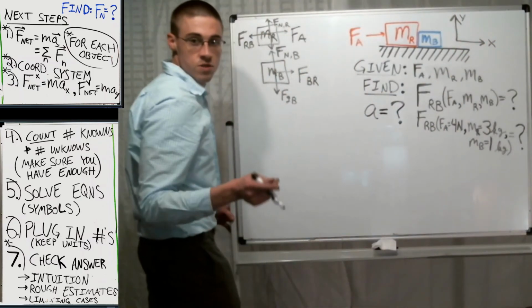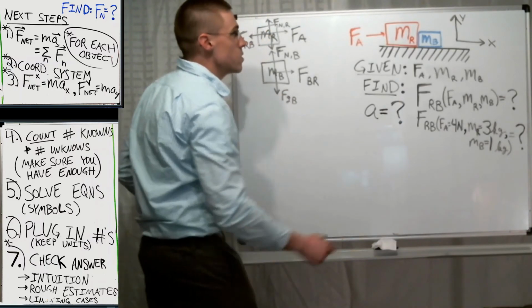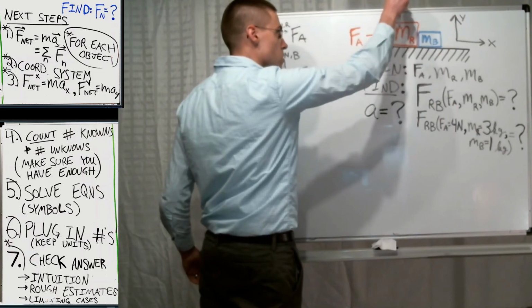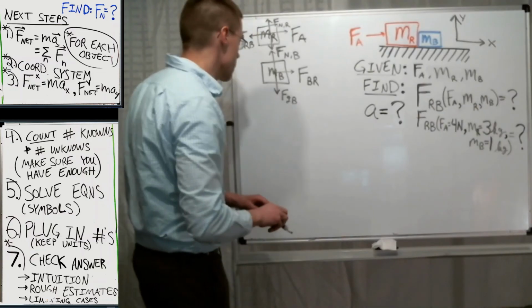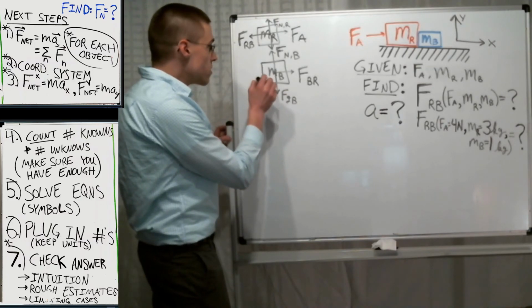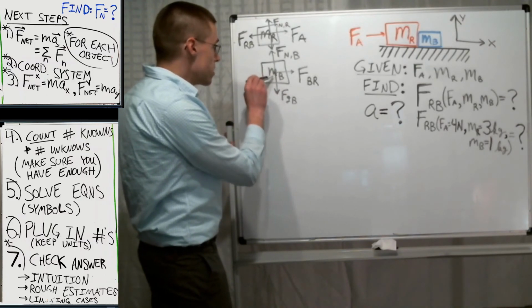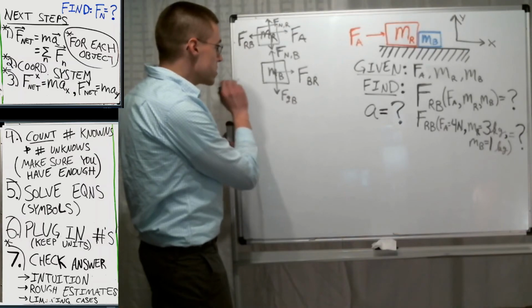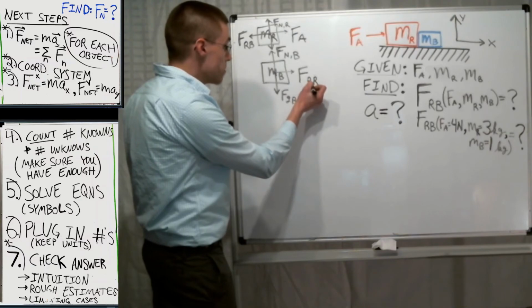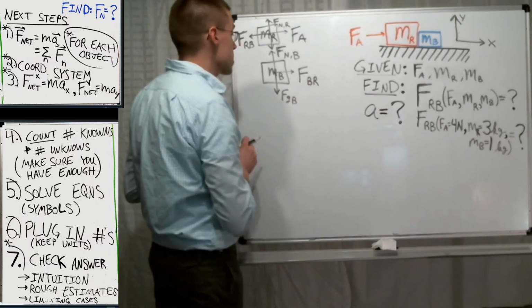I'm going on now to step 2. There's no acceleration in the y direction. These boxes aren't leaping off the table, nor are they plunging through the surface. Okay. So there's only one force in the x direction that's acting on Mb here, and it's the force on box B by the red box.